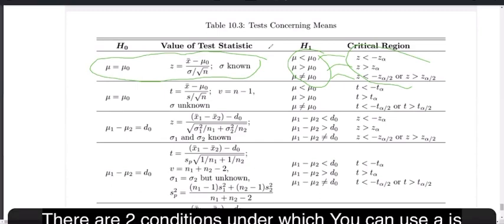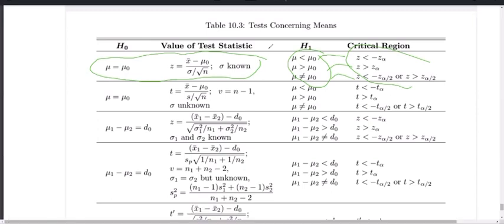I'm going to say that again. There are two conditions under which you can use a Z test. It's either the population standard deviation is given, or if it is not given, the sample size is at least 30, then we can still use Z-test. Then what is the condition to use?